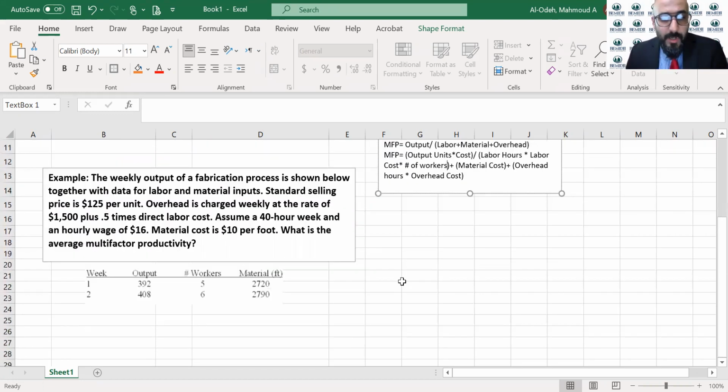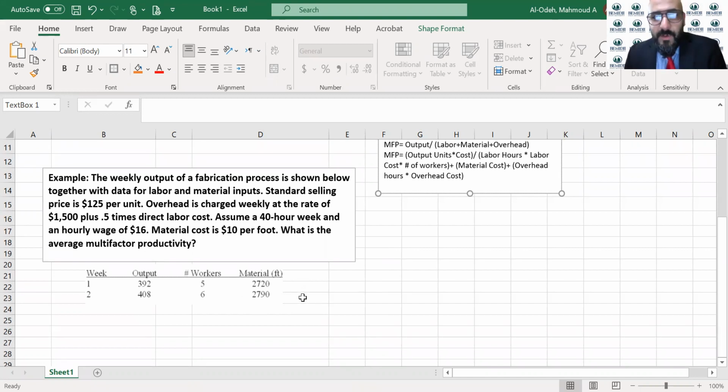So let's take a look at what we have here. We have 2 weeks. The output for week 1 is 392, and the output for week 2 is 408. The number of workers is 5 and 6, and material is 2720 for the first week and 2790 for the second week.